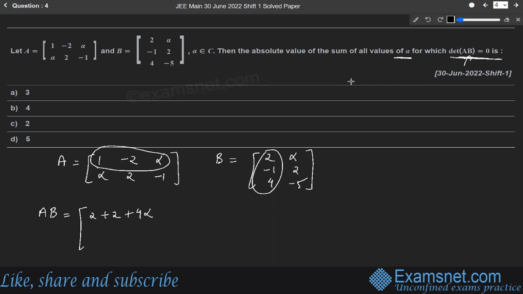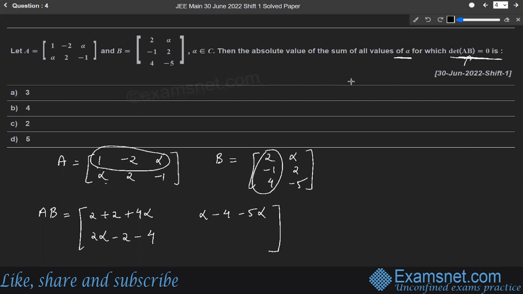Now we have to multiply the first row with second column. All right. So 1 into alpha is alpha. Minus 2 into 2 is minus 4. Alpha into minus 5 is minus 5 alpha. Now we have to multiply second row with first column. So alpha into 2 is 2 alpha. 2 into minus 1 is minus 2. Minus 1 into 4 is minus 4.